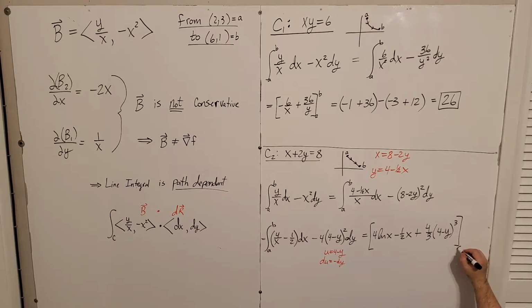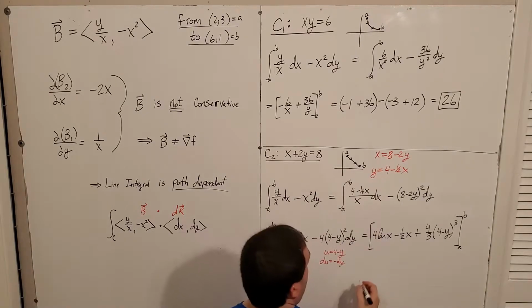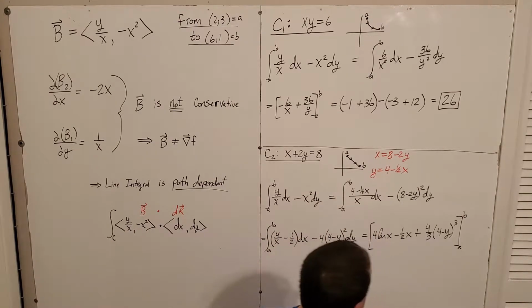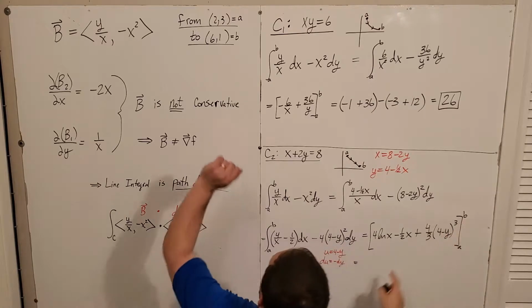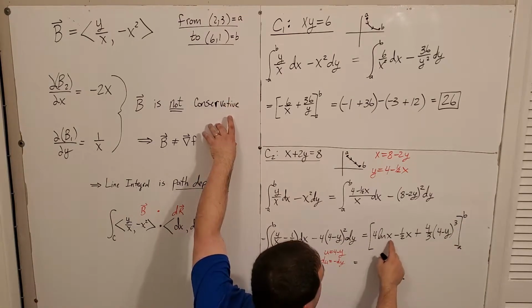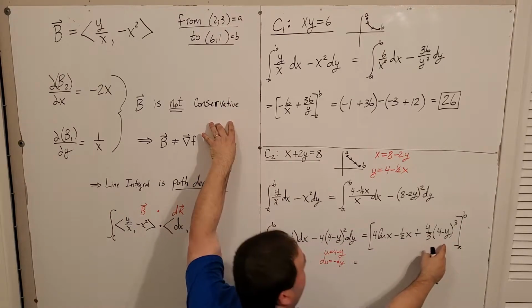And then we're still evaluating this from a to b, of those 2 points, right? So let's substitute that in. At point B, x is 6 and y is 1.